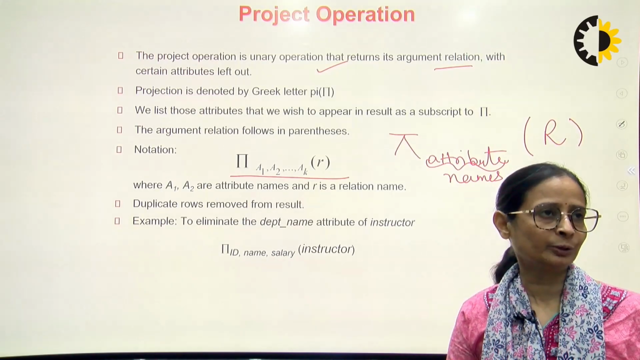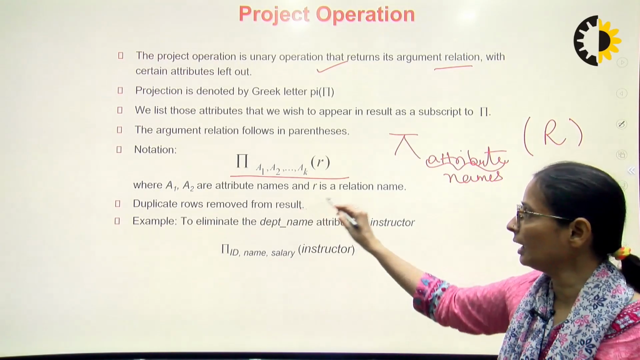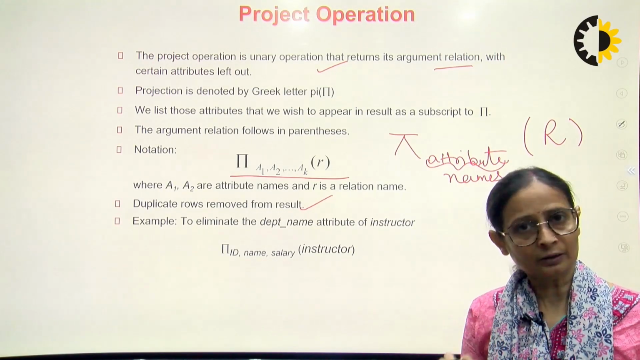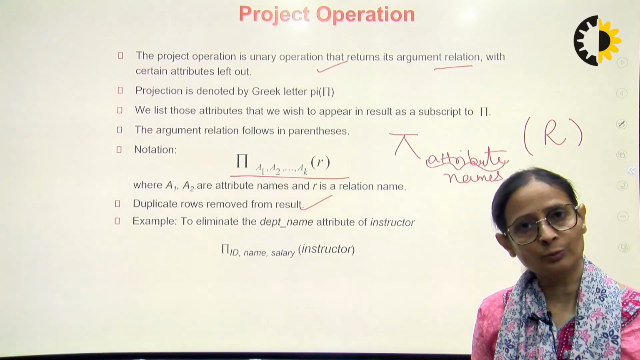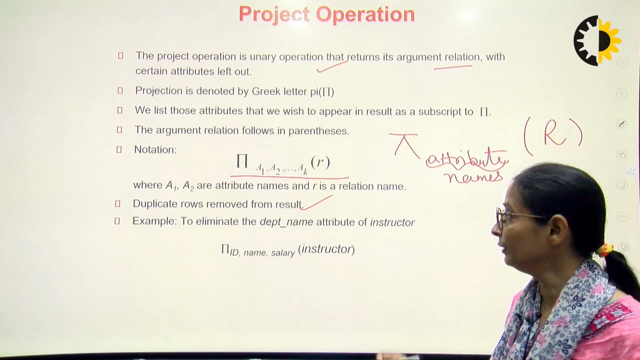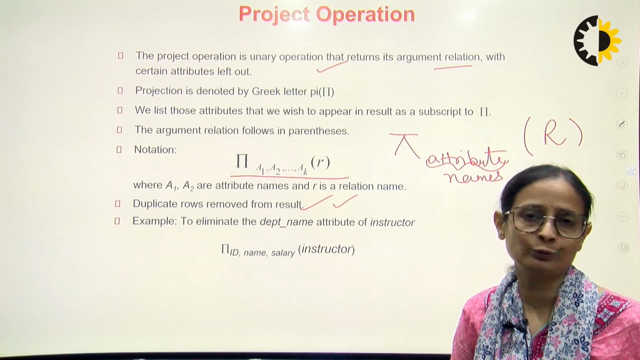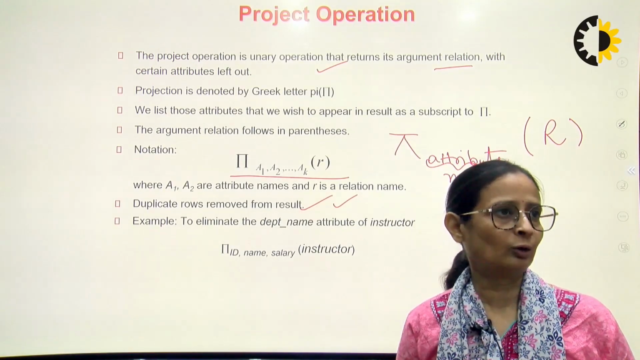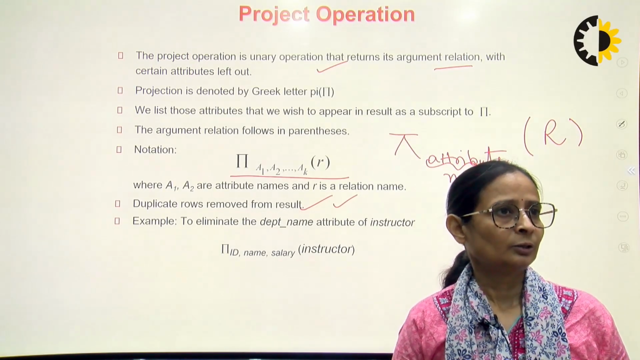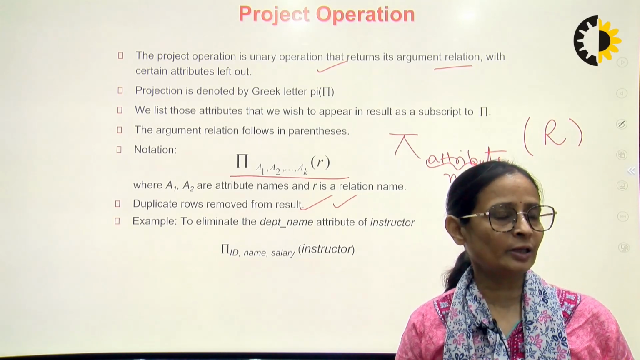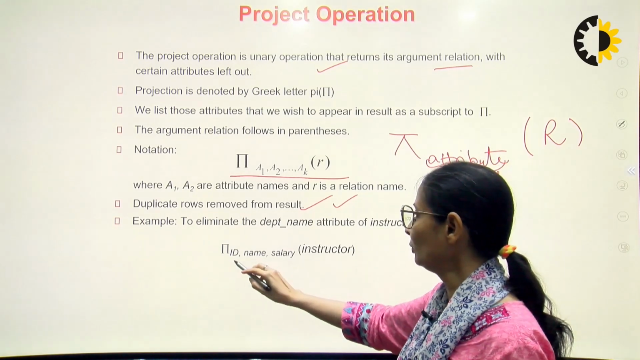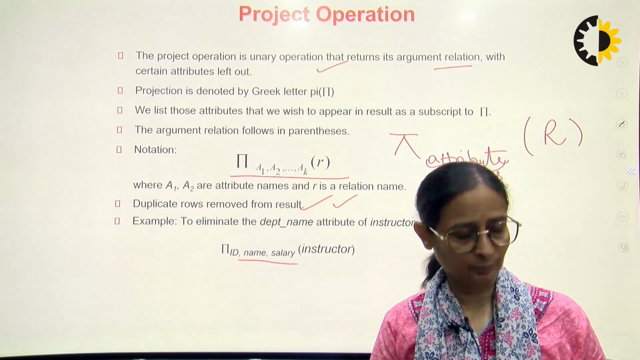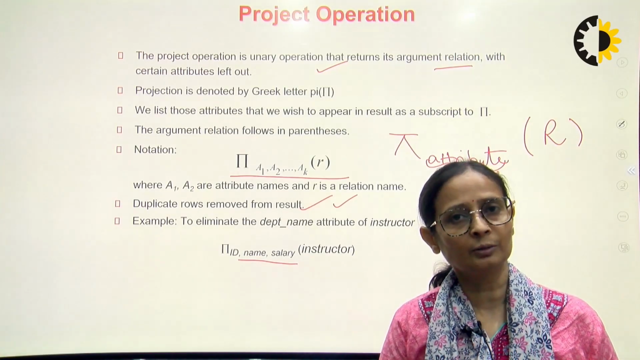An important thing to be noted down is that duplicate rows are removed from the result automatically by this statement. If you run the SQL statement, then duplicate rows are always shown. But when I am talking about relational algebra and showing the output, always remove the duplicacy from your output. For example, to eliminate the department name attribute of the instructor, that is, I want to know only the ID, name and salary. So this is how I will give the project operation.